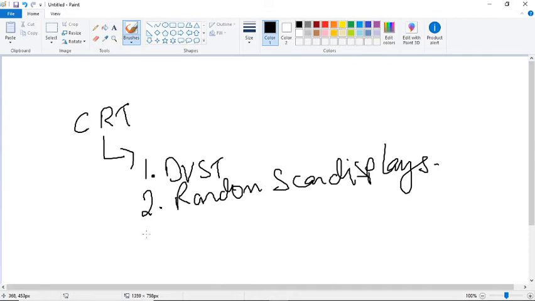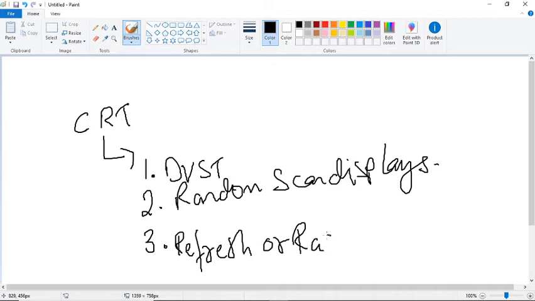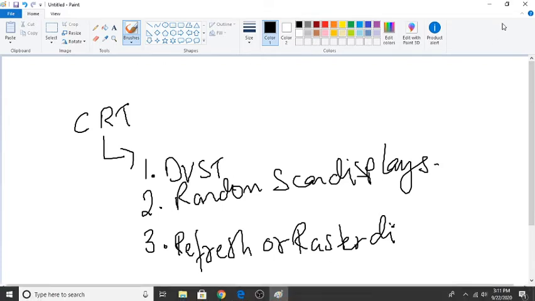So today we will be talking about the third kind. It's called refresh or raster displays. Okay, so I'm sorry, it's not very legible. So today we're going to talk about refresh or raster displays.